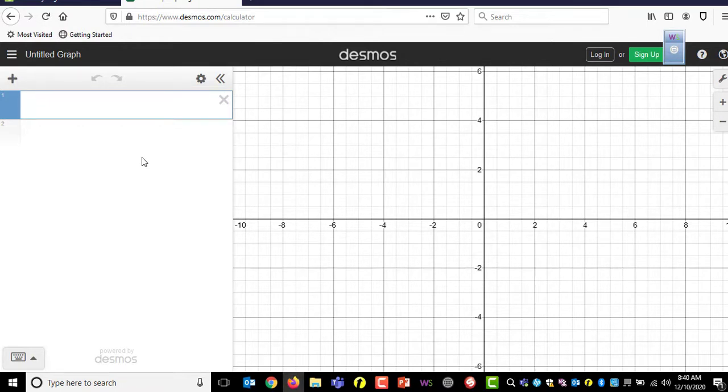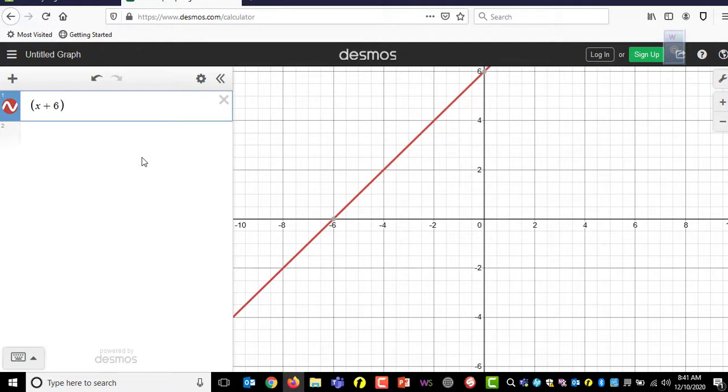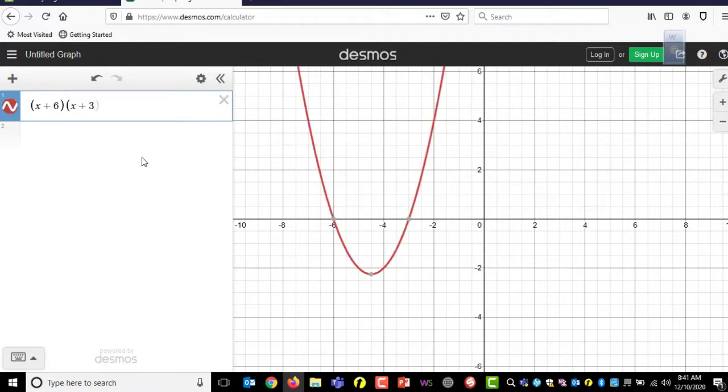Okay, so I have x plus 6, and my other binomial is x plus 3. And I'm going to click on the points. So it gives you a real clear picture of where that parabola is.